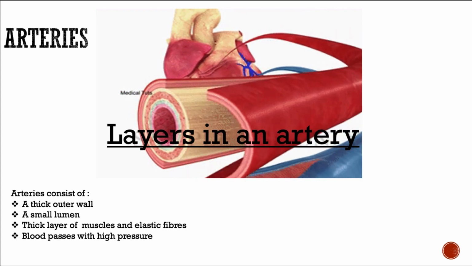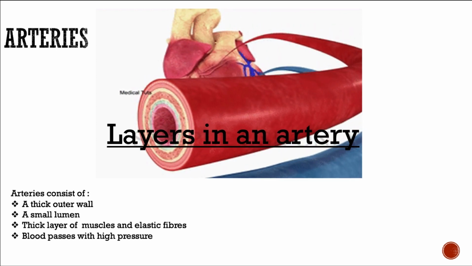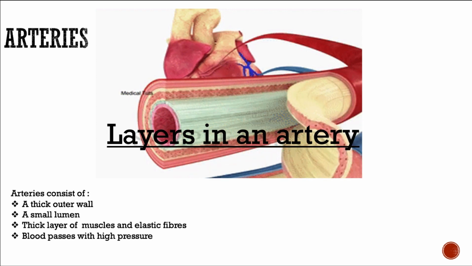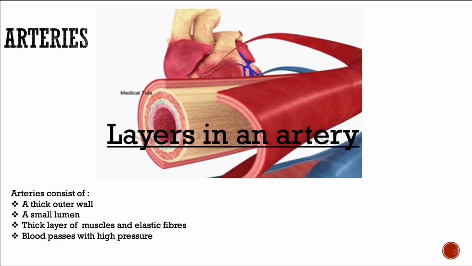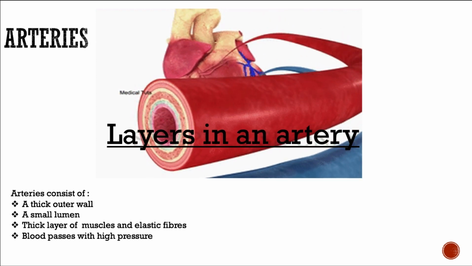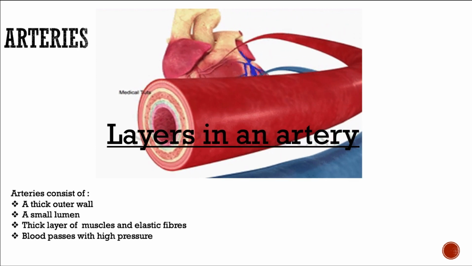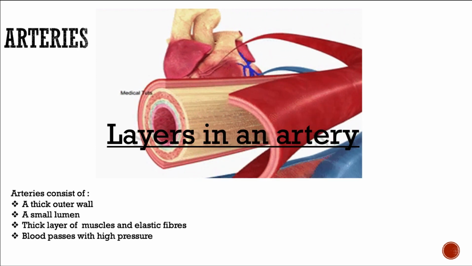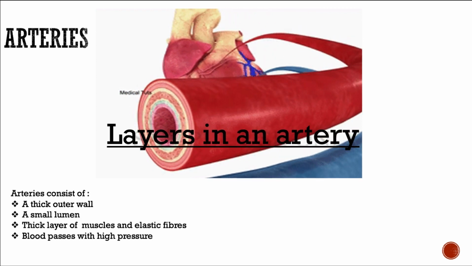The contraction and relaxation of muscles in arterial walls will bring about constriction and dilation of the artery. When an artery constricts, its lumen becomes narrower, and less blood flows through it per unit time. When an artery dilates, the lumen becomes wider, and more blood flows through it per unit time. Most arteries carry oxygenated blood except the pulmonary artery.